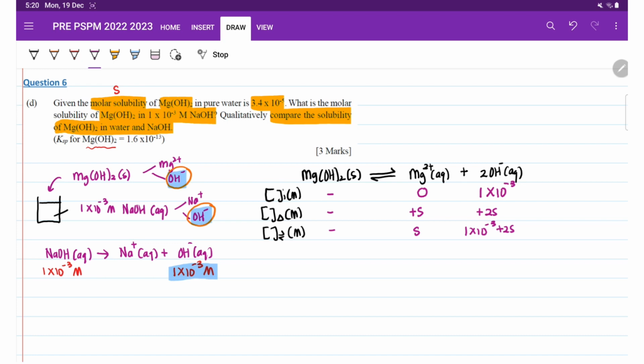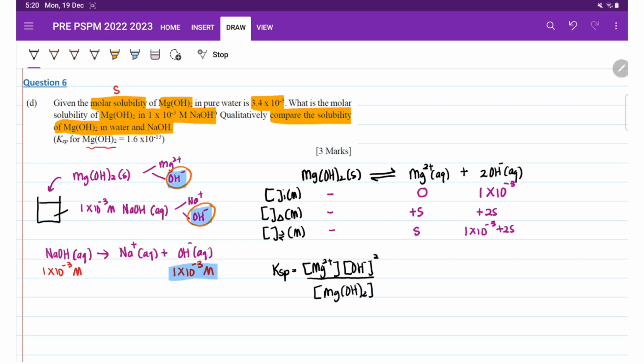Now, once we have constructed our ice table, ingat kita nak cari apa tadi? We want to find what is the value of S, the molar solubility of MgOH inside KOH solution. So, kita nak cari berapa nilai S dekat sini. So, to find the value of S, kita akan tulis KSP expression terlebih dahulu. So, the KSP expression is concentration of Mg2 plus times concentration of OH minus to the power of 2 over concentration of MgOH2.